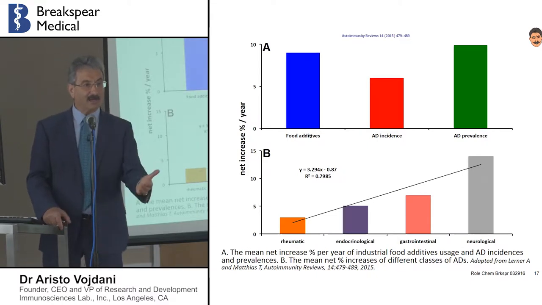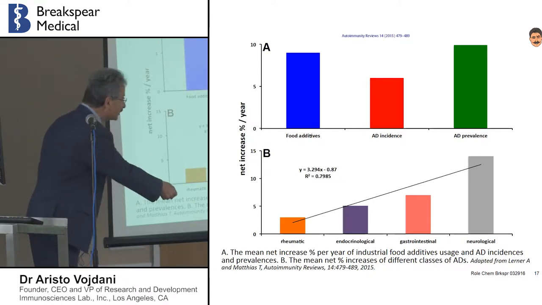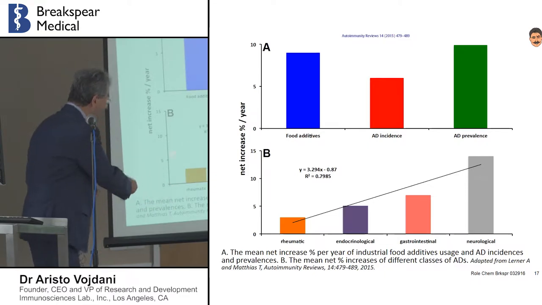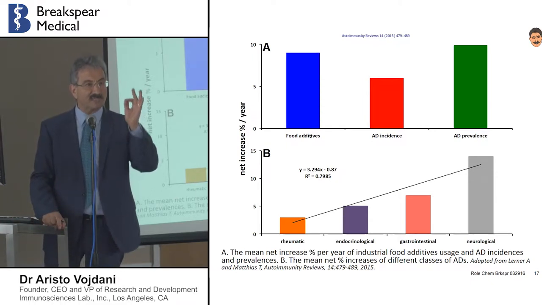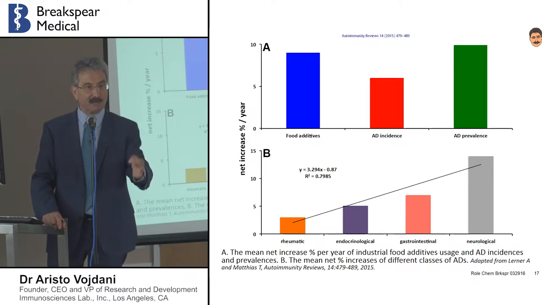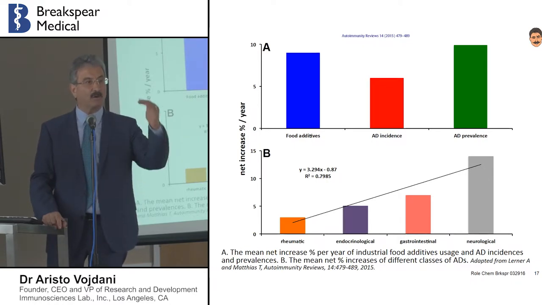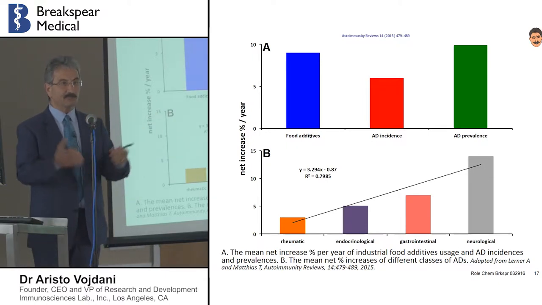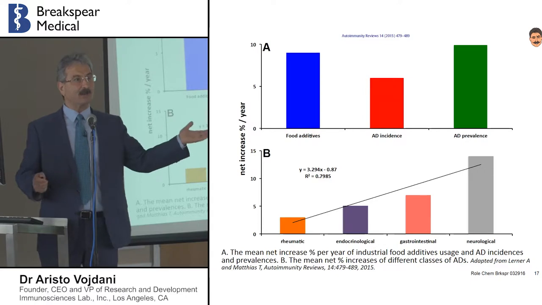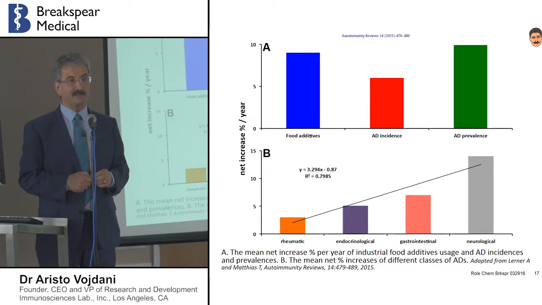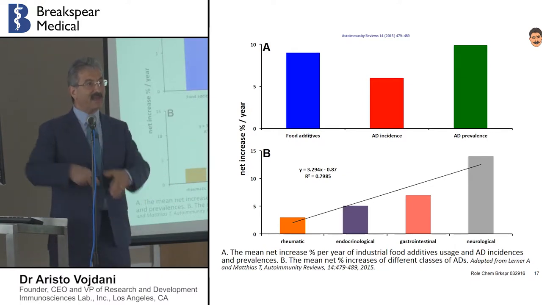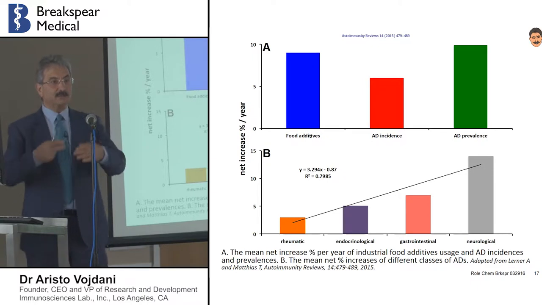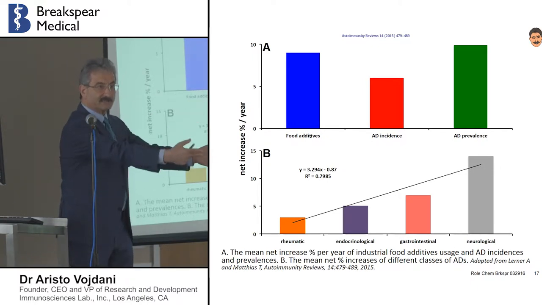What is fascinating in here is that the most common autoimmune disease associated with some of these environmental chemicals in our food is the neurological, then gastrointestinal, then endocrinological, then rheumatic. So the nervous system seems to be the most sensitive to environmental toxins and induction of autoimmunities. And we knew that for many, many years. I did publish at least 7 or 8 different articles about levels of antibodies against nervous system antigens in various autoimmune diseases due to exposure to environmental toxins.